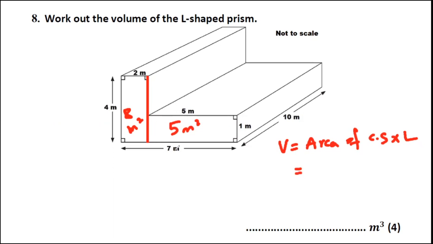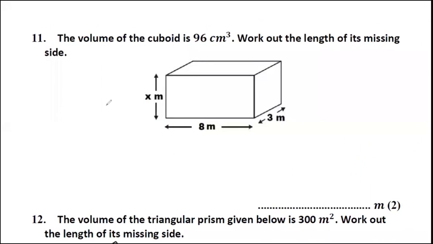So the area of the cross section is 13 meters squared, and I know that this is 10 meters long, so its length is 10 meters. So 13 times the 10 will give me 130 meters cubed. That's my final answer. Let's move to the next question.